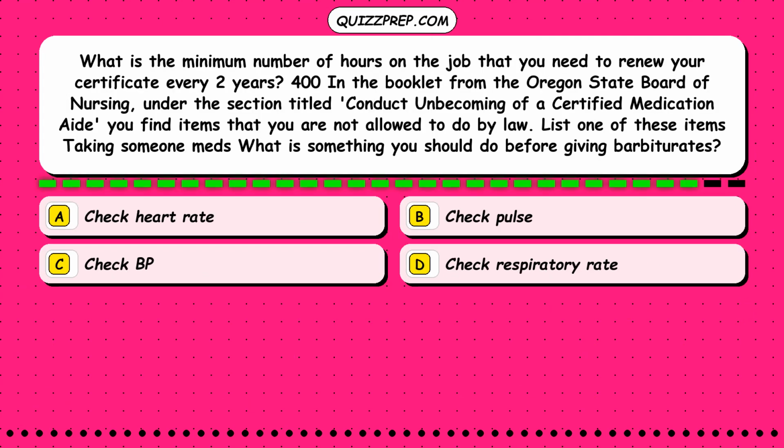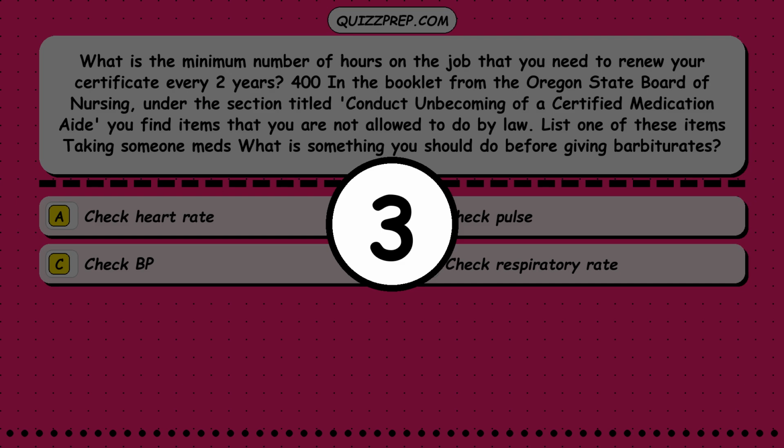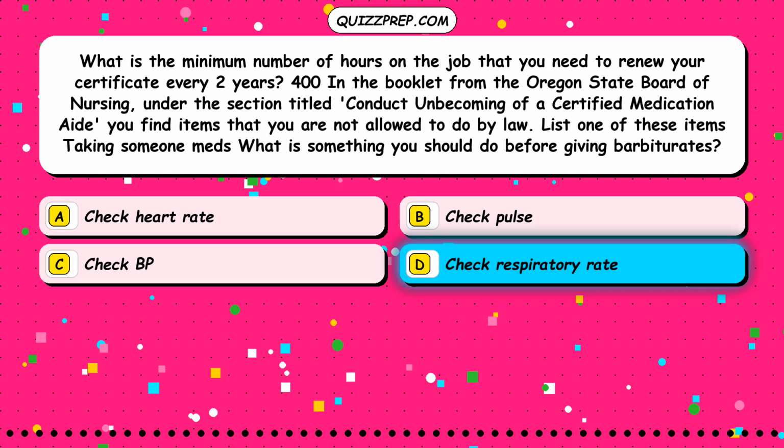Question 352. What is the minimum number of hours on the job that you need to renew your certificate every 2 years? 400. In the booklet from the Oregon State Board of Nursing, under the section titled Conduct Unbecoming of a Certified Medication Aide, you find items that you are not allowed to do by law. List one of these items. Taking someone's meds. What is something you should do before giving barbiturates? Option A, check heart rate. Option B, check pulse. Option C, check BP. Option D, check respiratory rate. The correct answer is option D, check respiratory rate.